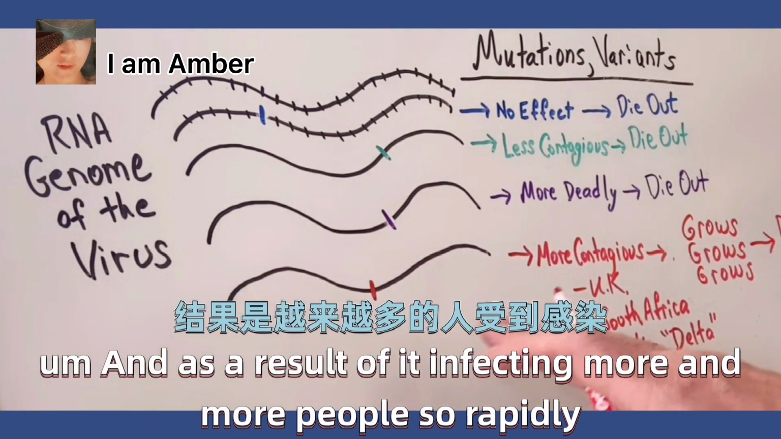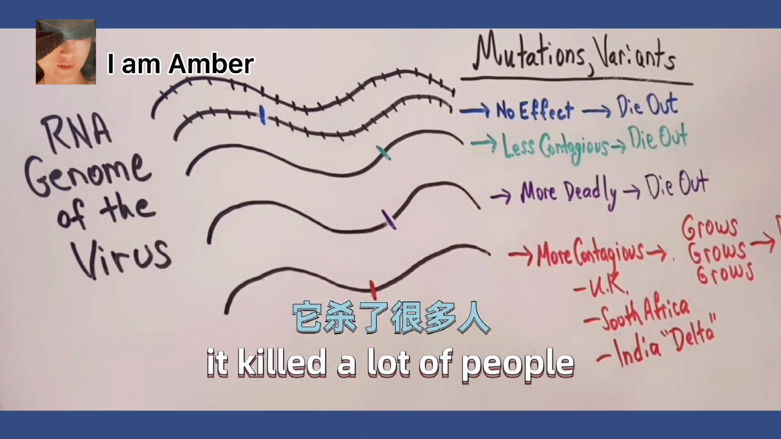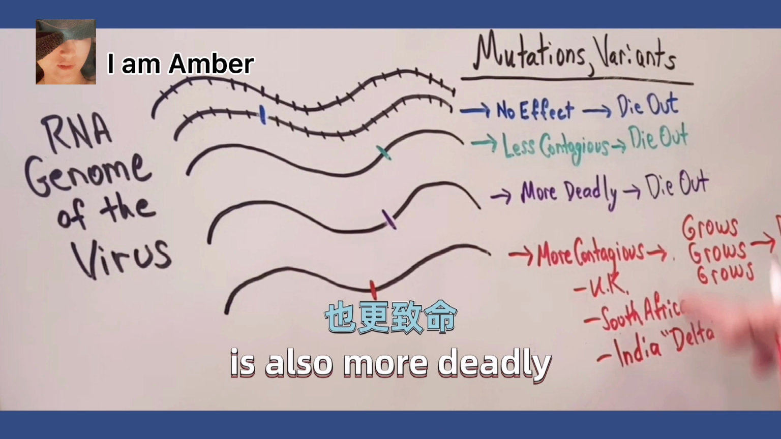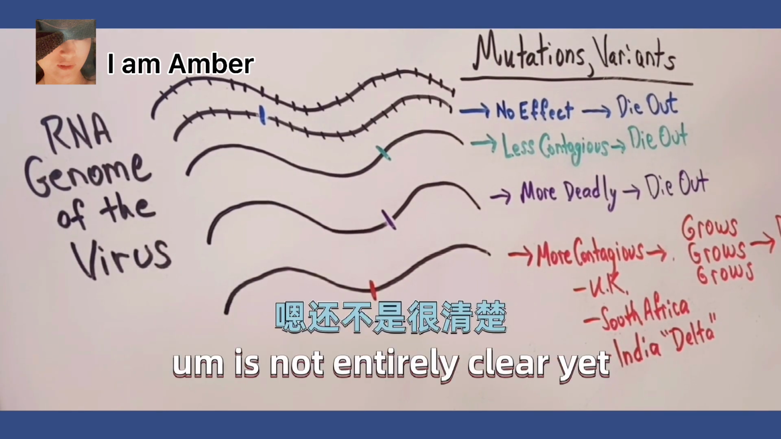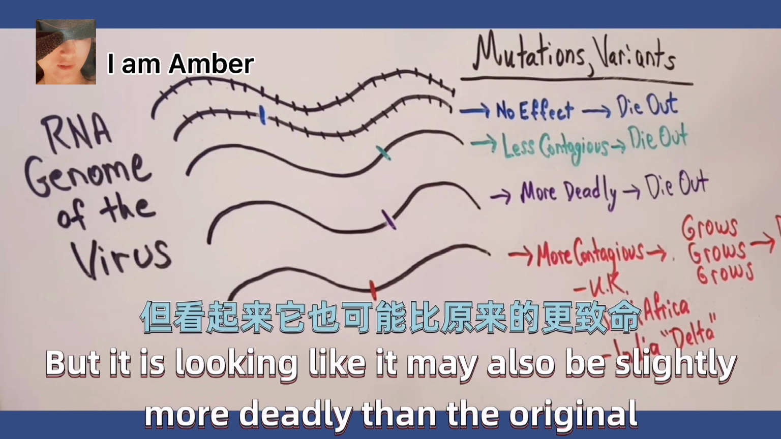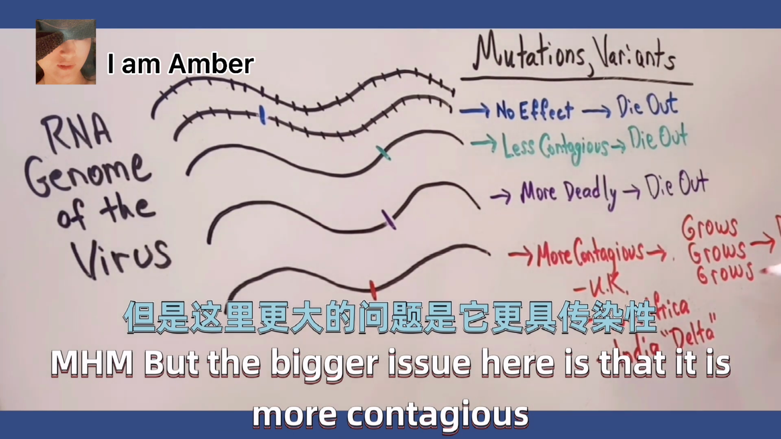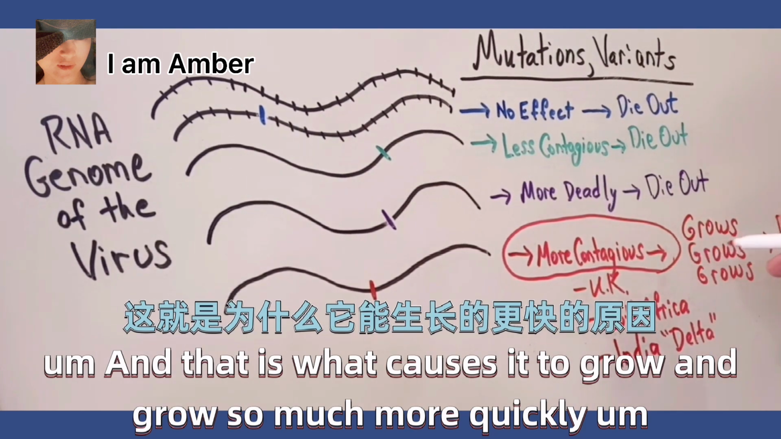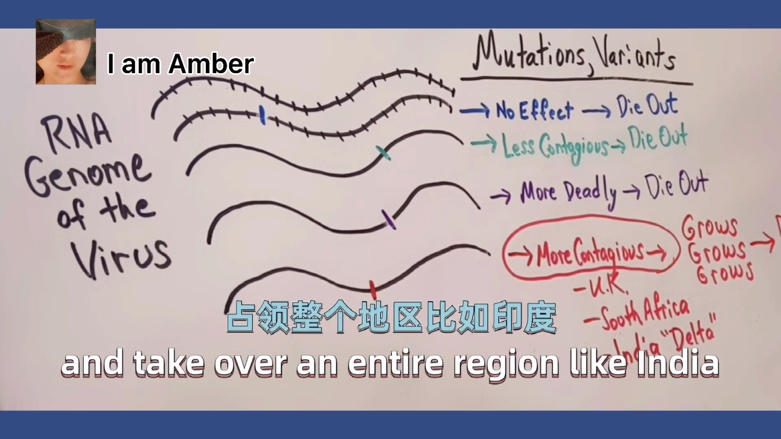And as a result of it infecting more and more people so rapidly, it killed a lot of people. Now, whether this particular Delta variant is also more deadly is not entirely clear yet. We simply don't have enough data to know for sure. But it is looking like it may also be slightly more deadly than the original. But the bigger issue here is that it is more contagious. And that is what causes it to grow and grow so much more quickly and take over an entire region like India.